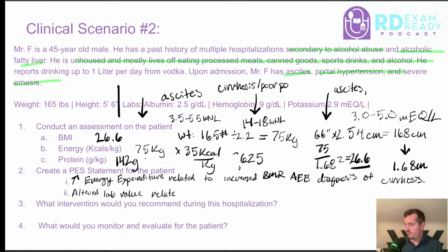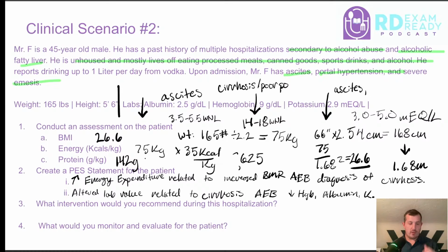Okay, so I'm just going to finish up this here: related to cirrhosis, as evidenced by low hemoglobin, albumin, and potassium. Okay, great.